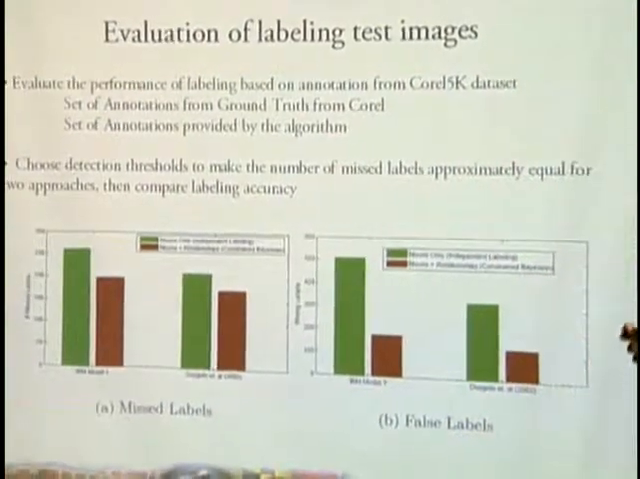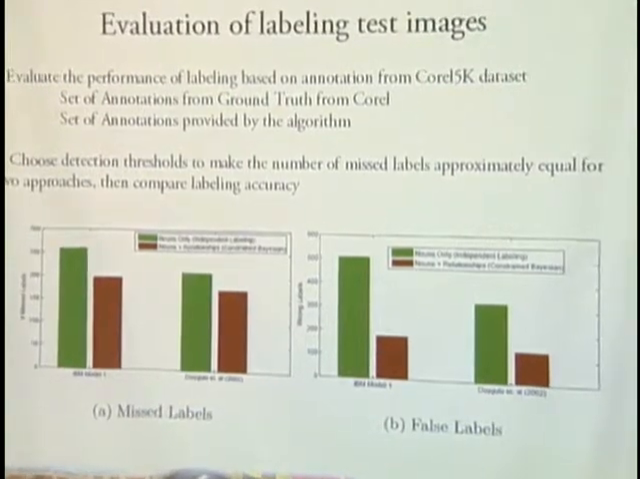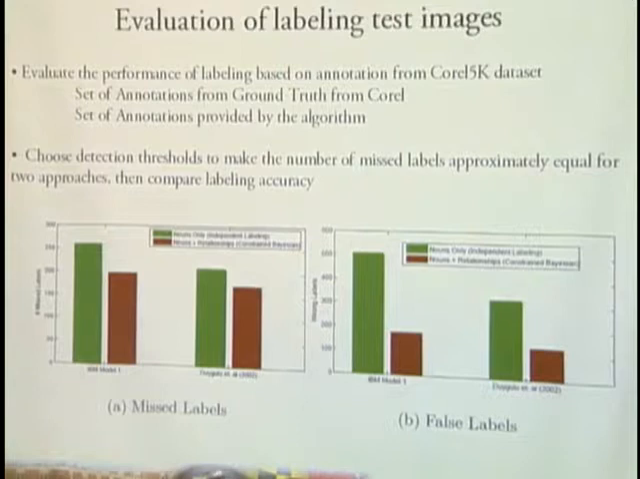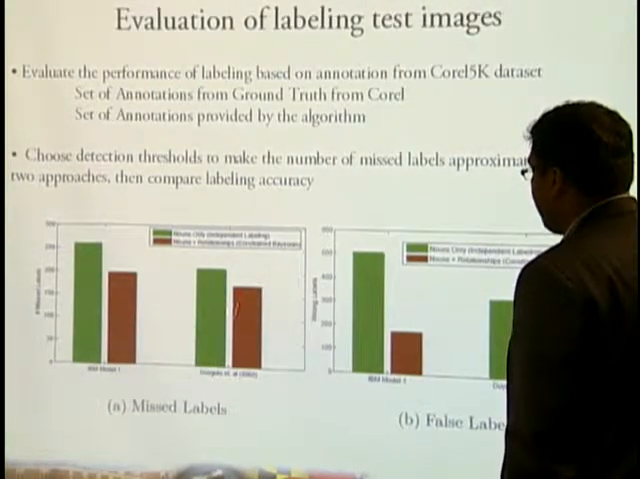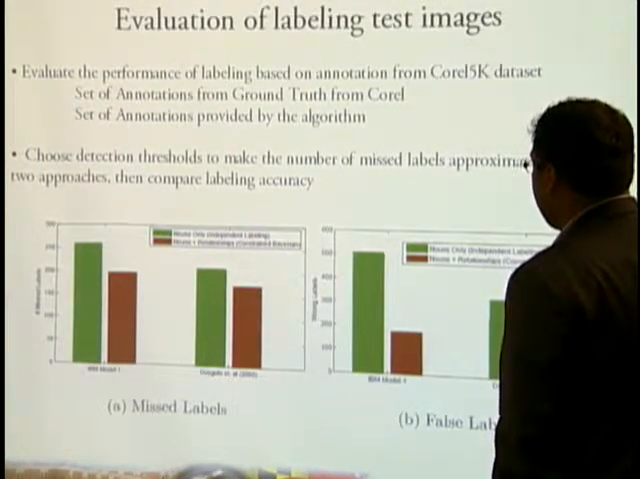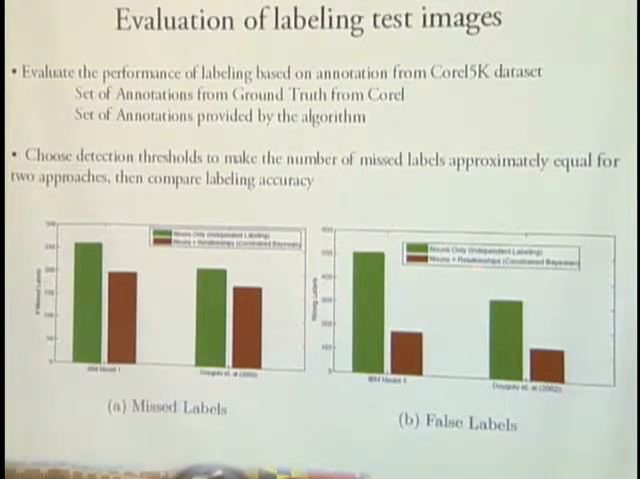Okay, so to quantitatively compare, we compare the set of annotations provided by our algorithm to the set of annotations provided by the ground truth from the Corel dataset. Now we chose the detection thresholds such that the number of missed labels by our approach and Duglu et al. is almost similar. And at this detection threshold, we compare the number of wrong labels produced by each algorithm.